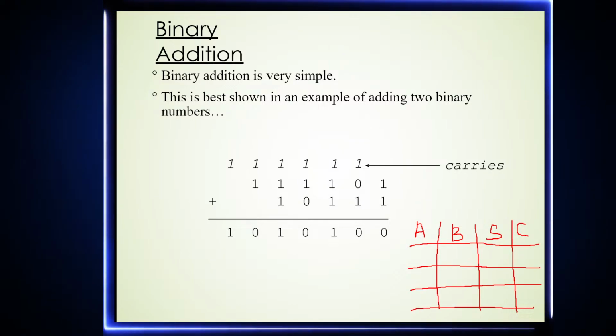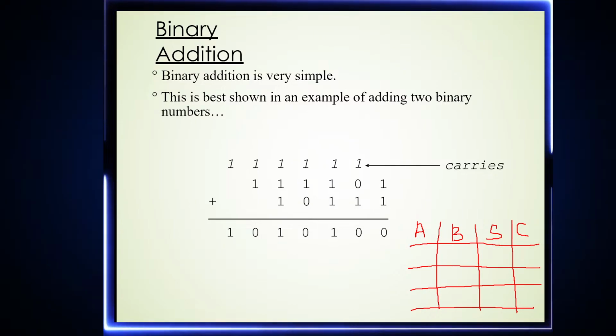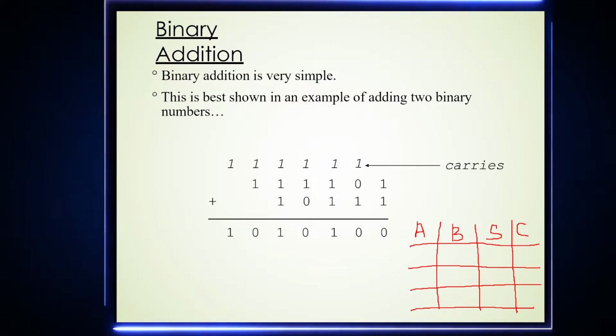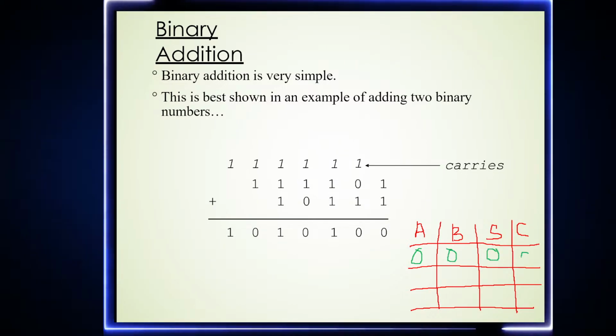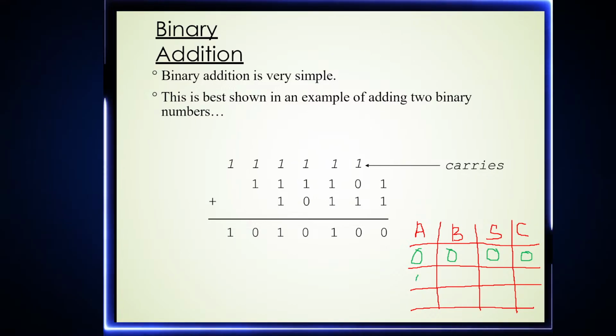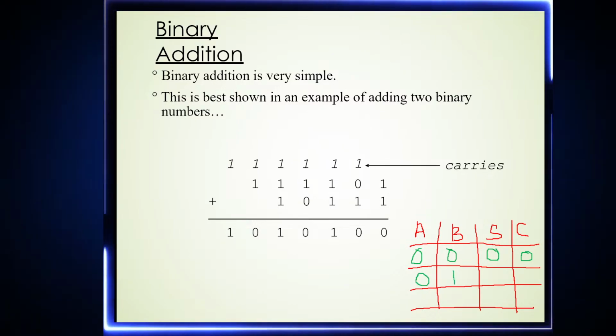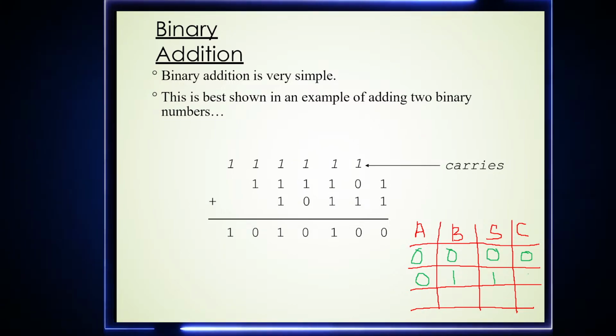Right, this is our table. Now let's put in our digits. Yes, the first one: A is 0, B is 0, then the sum will be 0 and the carry will also be 0. Say A is 0, B is 1, then the sum will be 1 and the carry will be 0.